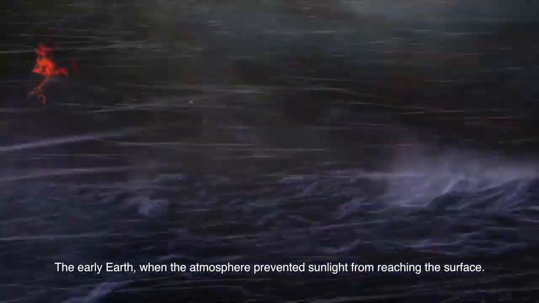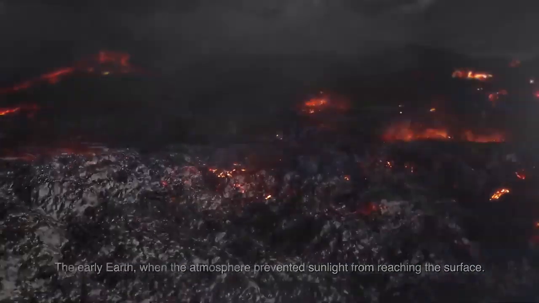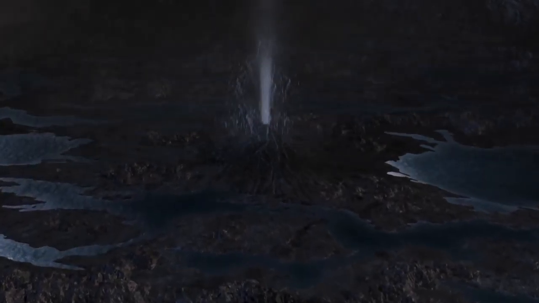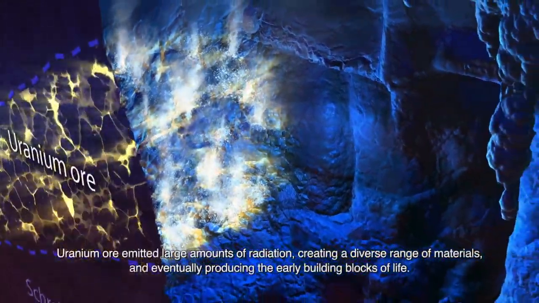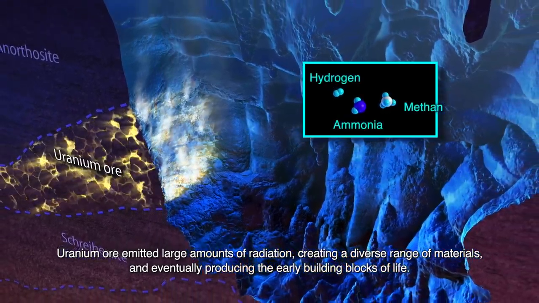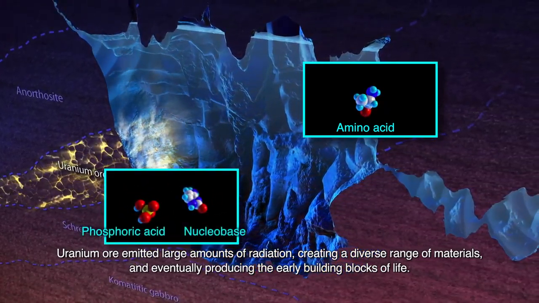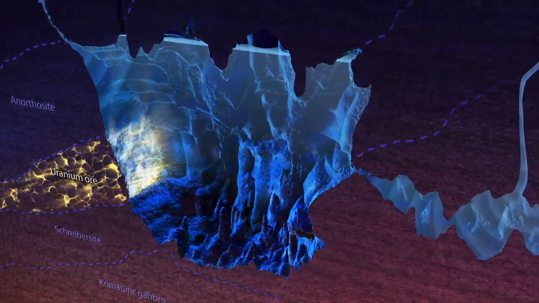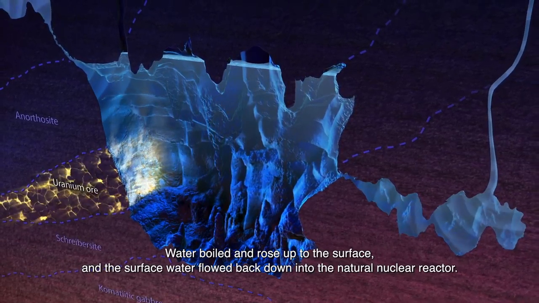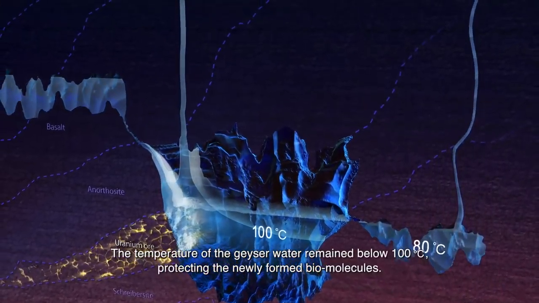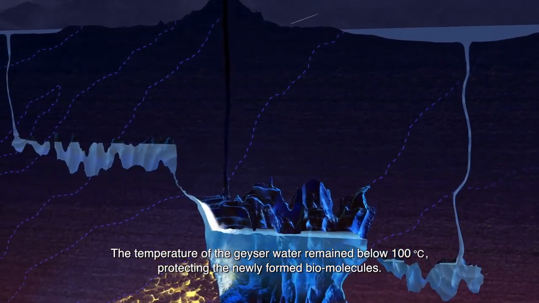The early Earth, when the atmosphere prevented sunlight from reaching the surface. Primitive life was about to emerge underground, in the cave of a geyser. Uranium ore emitted large amounts of radiation, creating a diverse range of materials, and eventually producing the early building blocks of life. Water boiled and rose up to the surface, and the surface water flowed back down into the natural nuclear reactor. The temperature of the geyser water remained below 100 degrees, protecting the newly formed biomolecules.